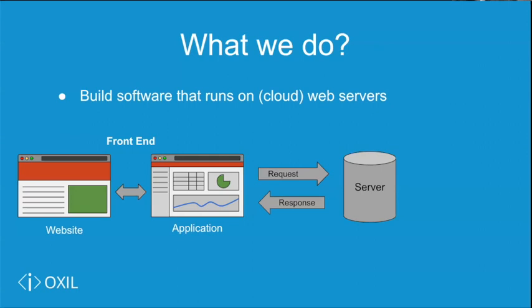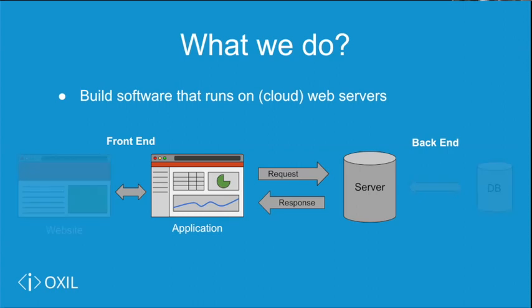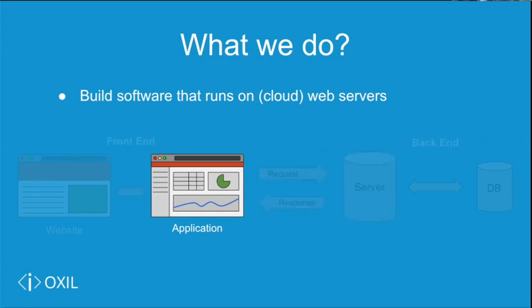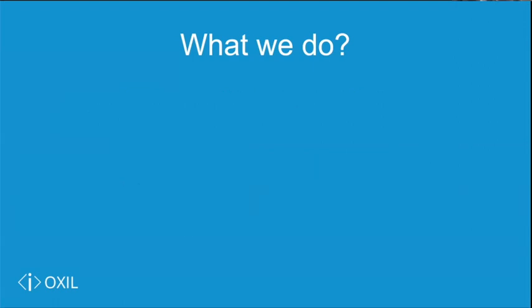In order for these to work properly and fully operate, they in turn will need to communicate with a server and access a database if necessary to return any data to them. And these together, the server and the database, are often referred to as the back end of the system. Most of my time as a developer here at Oxil is spent between the application and the server layer. But today's talk is going to focus specifically on the application itself and how we do that.